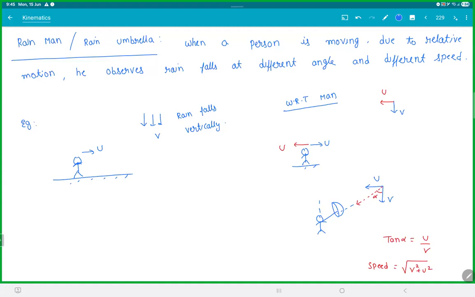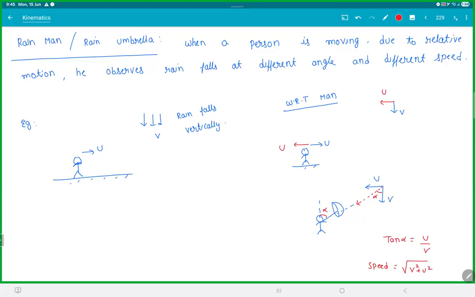So it will be like, at what angle should the man hold the umbrella so that he will not get wet. You're getting this? So in reality, rain is falling straight. But because you started walking with u, now you think rain is coming at an angle. Is the idea clear? Any doubts on this? That is the whole theme about rain man problems.